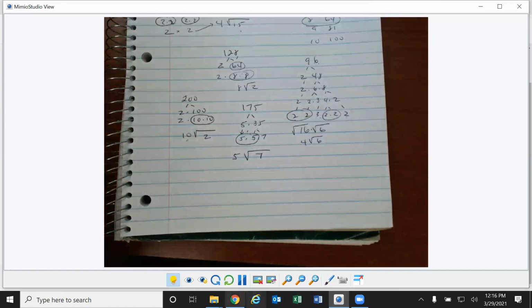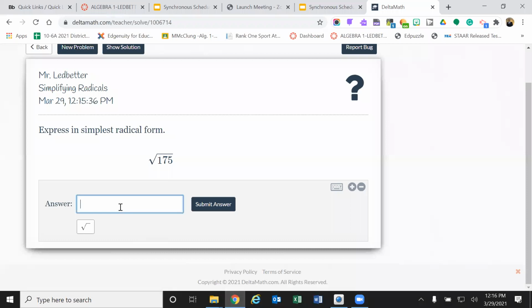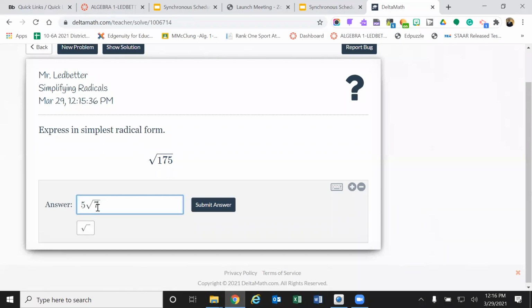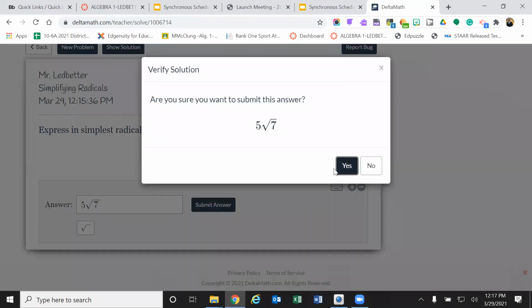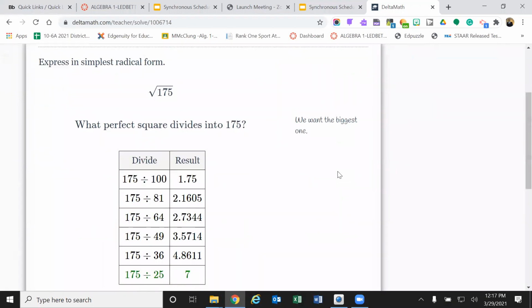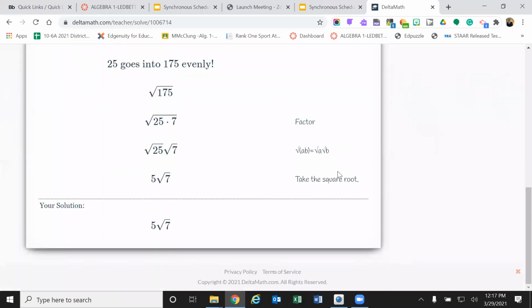So I'm going to go back and I'm going to put 5 square root and then put 7. Now, how can you check this? Well, there's a way to check it. The number that's outside here, and a lot of teachers don't teach this, but I'm going to show you this. A lot of the numbers on the outside, you multiply it to itself. So 5 times 5 is 25. Then take 25 and multiply it to 7. You should get 175. All right, and that's how you do it.